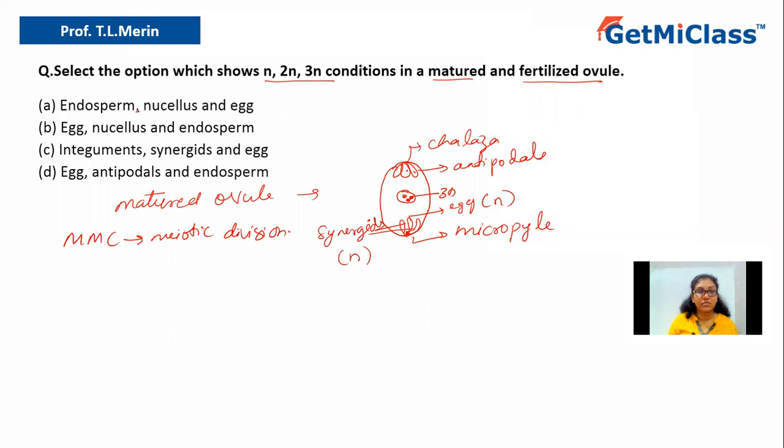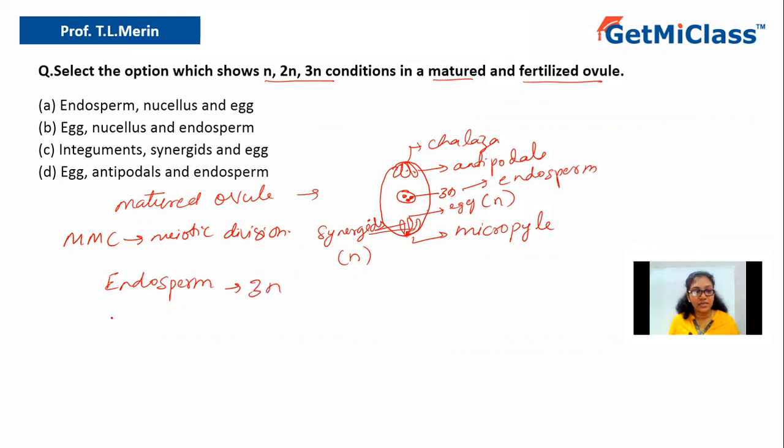Option A says endosperm, nucellus and egg. So can you see triploid? In case of endosperm, it is 3N. We'll just talk one by one based on the words here. Endosperm. This central cell, which is now triploid, will give rise to endosperm. So what will be the ploidy level of the endosperm? That will be triploid.